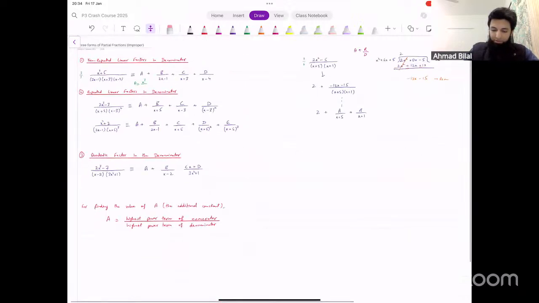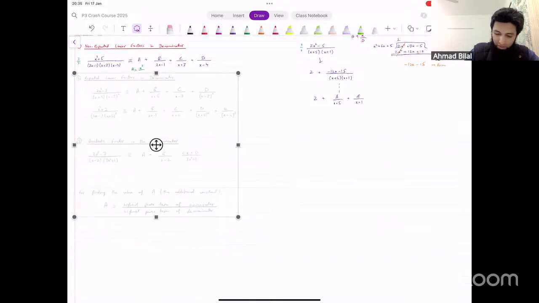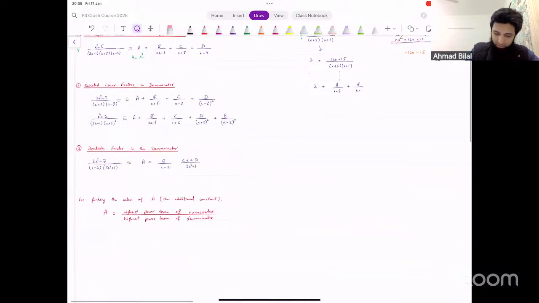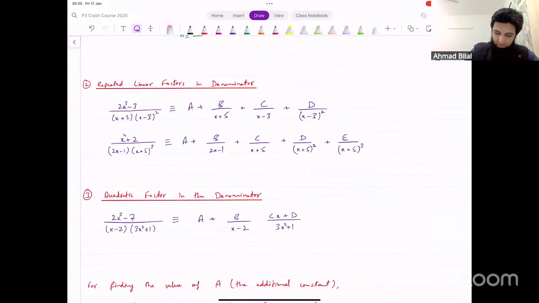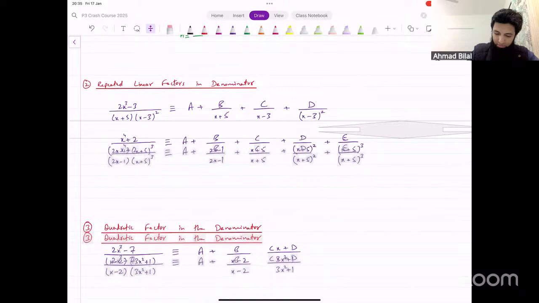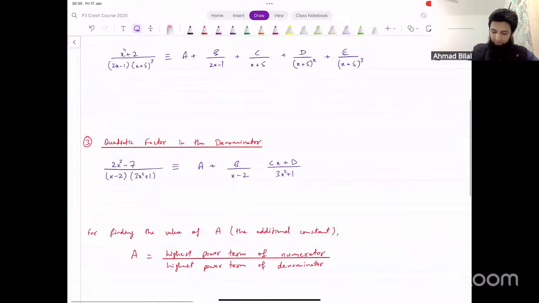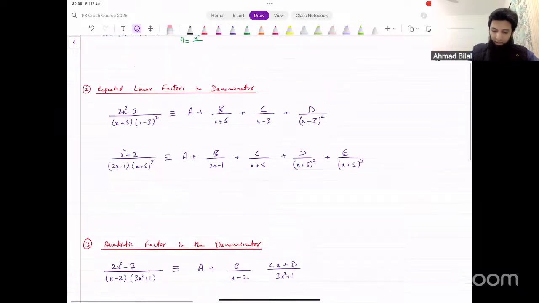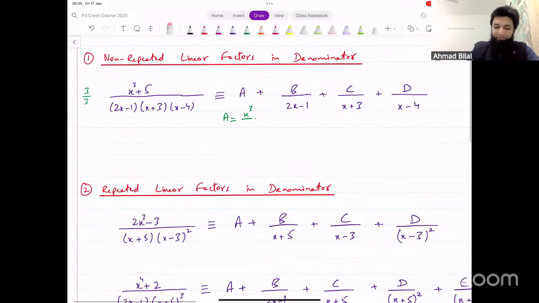Let me just add some space here so I can write that down. Okay, so in this case, for instance, the first example, just divide the highest power term of the numerator by the highest power term of the denominator. What's the highest power term of the numerator? X cubed. What about the denominator? Simplify them. 2x into x into x. What do you get? 2x cubed. So a is equal to 1 over 2. All right. And you can write down the value of 1 over 2 here directly.